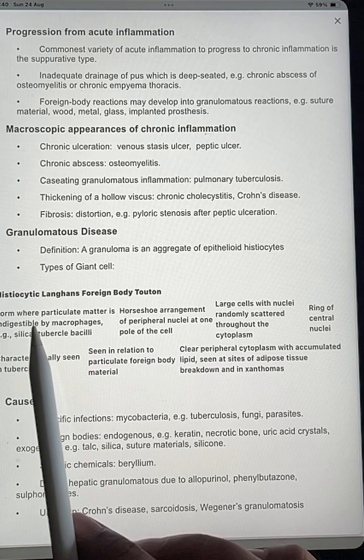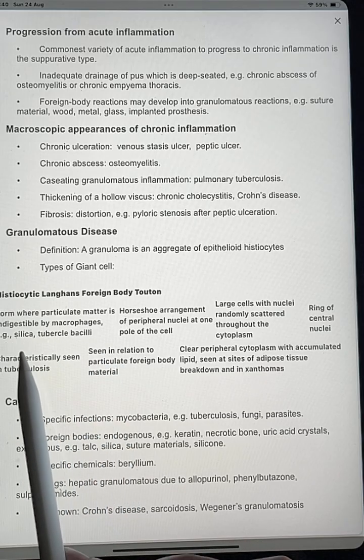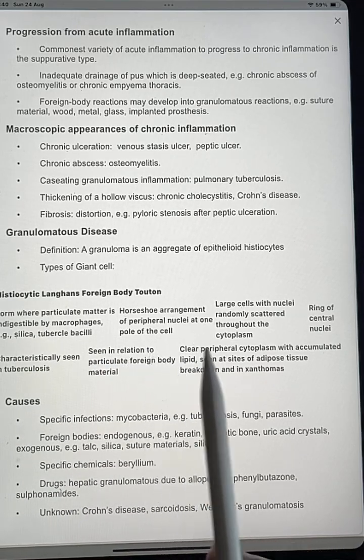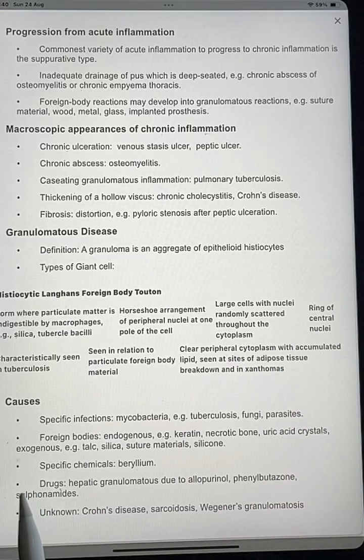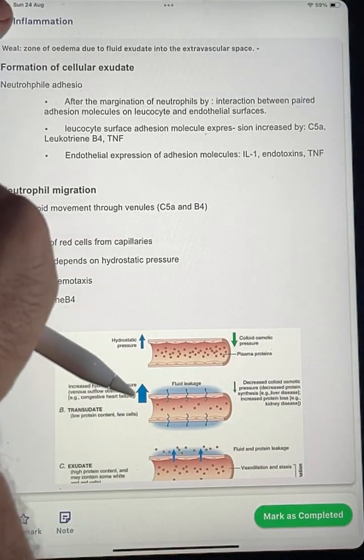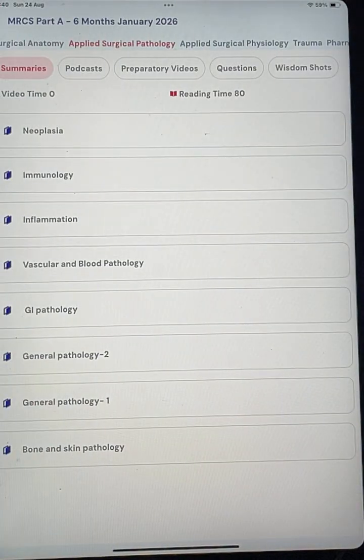In foreign body giant cells, there is an arrangement where particulate matter is engulfed by macrophages, for example silica. In tuberculosis, Langhans cells show a horseshoe arrangement of the peripheral nuclei at one pole. These are large cells with many nuclei, specific for Mycobacterium tuberculosis. This was regarding inflammation.